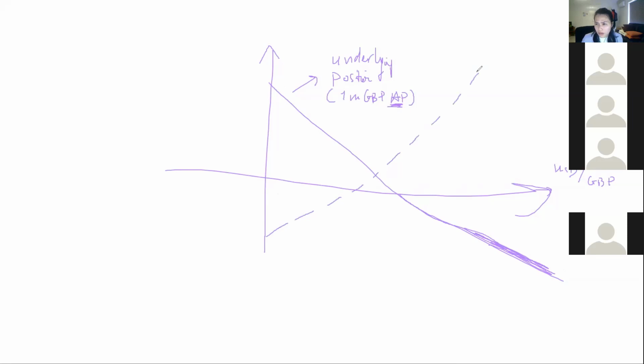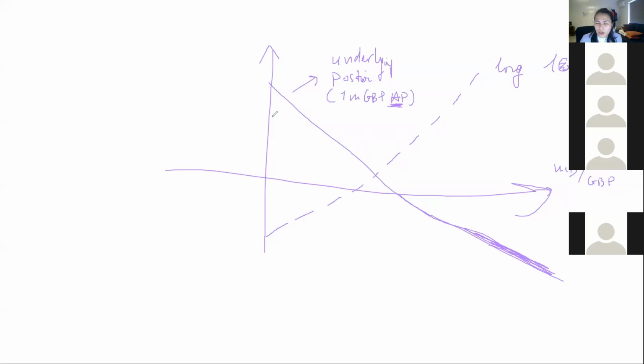Excuse the drawing, it doesn't look too good. So here what I did was I went long 1 million pounds forward. As you can see, the two positions offset each other, so that whenever my underlying position is worse off, my forward position is going to make a gain. And this gain is going to offset the loss in my underlying position.